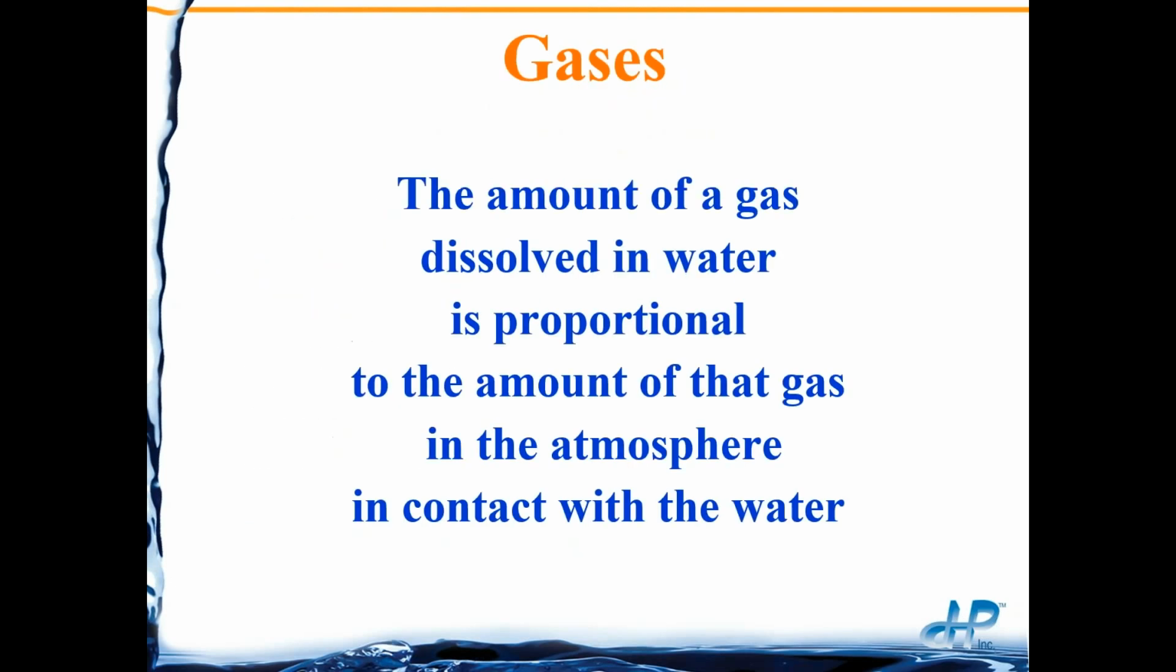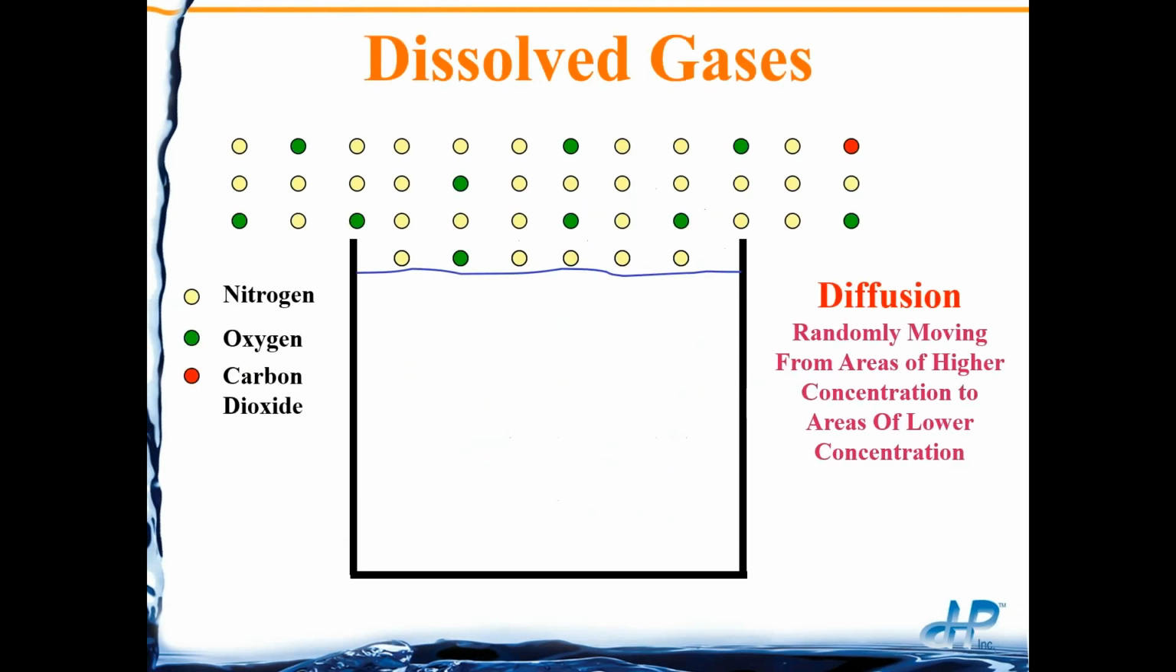Start out with an overview. The amount of gas that will dissolve in water is proportional to the amount of that gas in the atmosphere in contact with the water. So if we have a water here that doesn't have any gas in it, and it was in contact with the atmosphere, well, the atmosphere has a lot of nitrogen in it, a pretty good amount of oxygen, and not too much of anything else. So by diffusion, which is just random motion from areas of higher concentration to areas of lower concentration, dissolved gases will diffuse into the liquid.